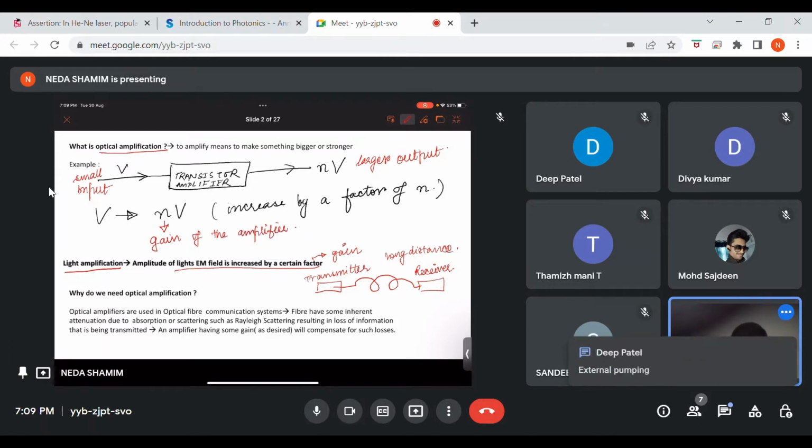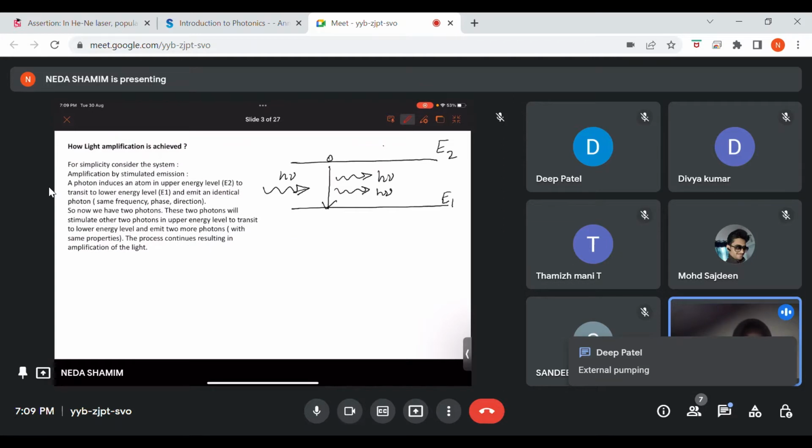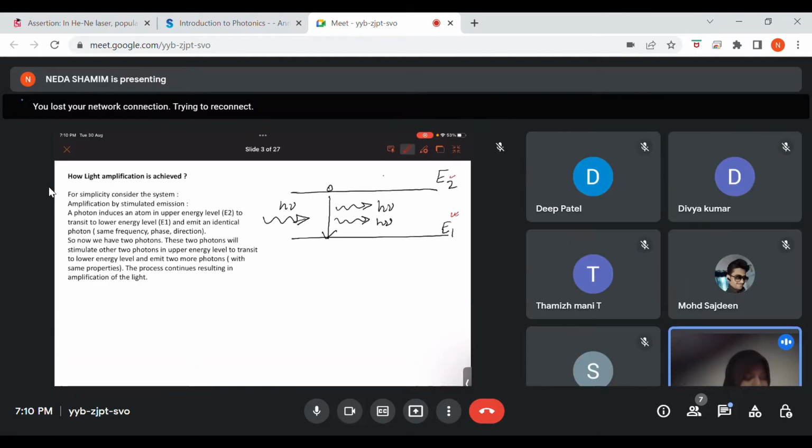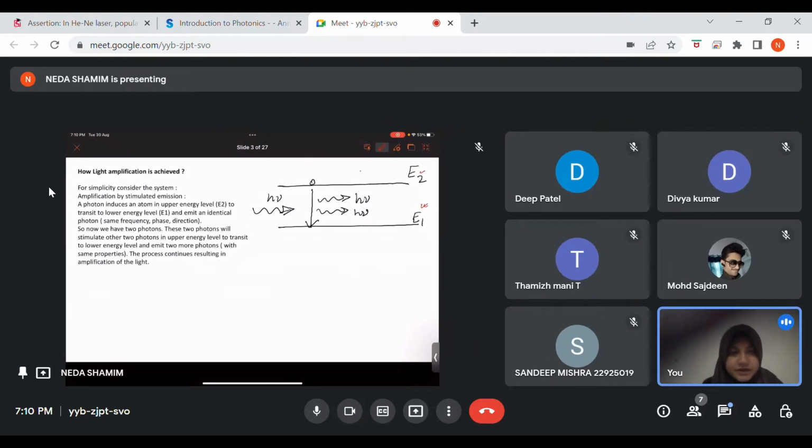External pumping. Okay, so how is light amplification achieved? The main process by which we achieve light amplification is shown over here. Suppose we have some system with energy levels E2 and E1, and there are atoms resting in the energy level E2, and you give a signal, some kind of radiation, that passes through the system.